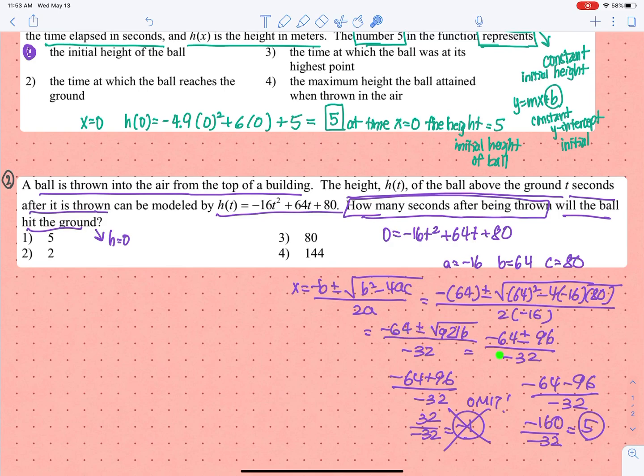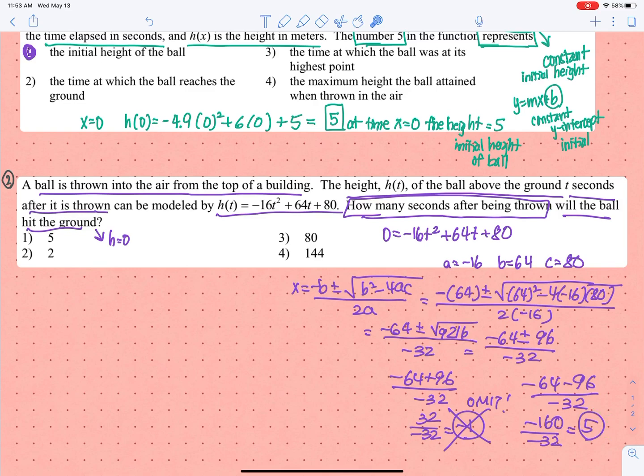I copied the rest, and just like we did in the other videos, here we have two answers. We have negative 64 plus 96 divided by negative 32, and we have negative 64 minus 96 divided by negative 32. When we simplify the first fraction, we end up with negative 1, and when we simplify the second fraction, we end up with 5.